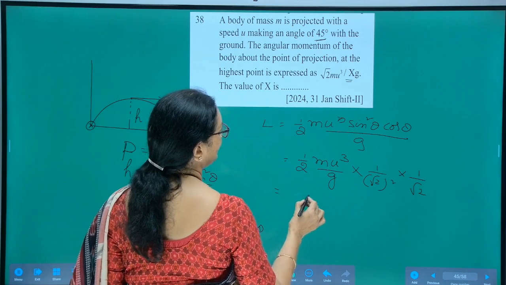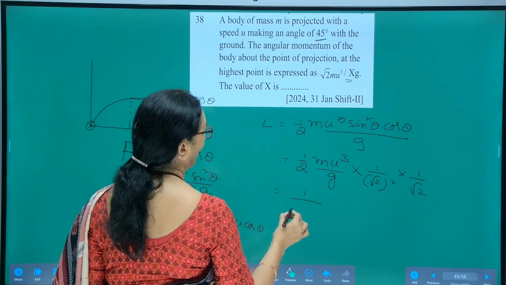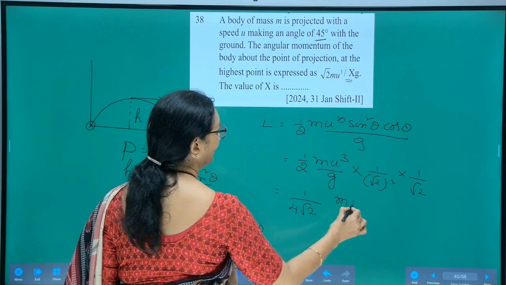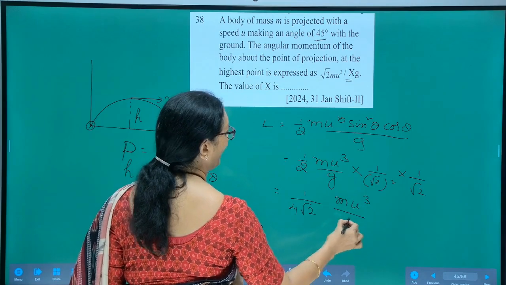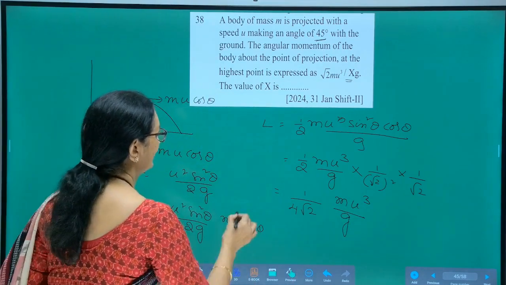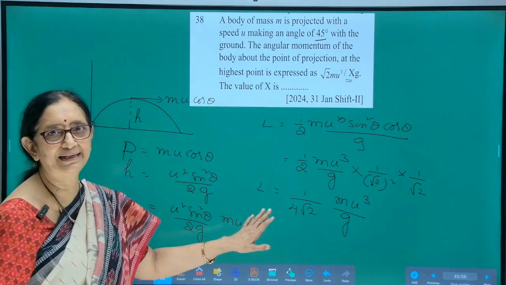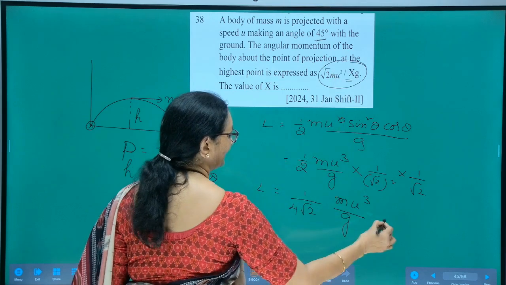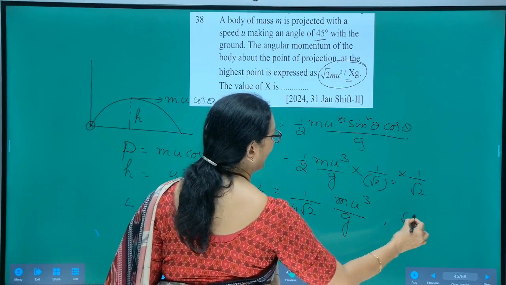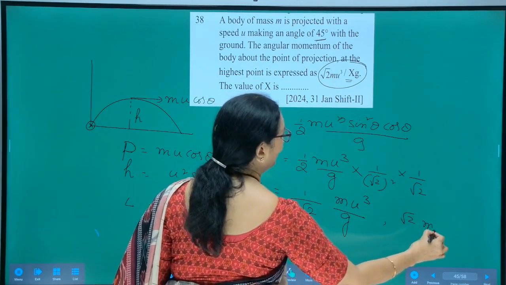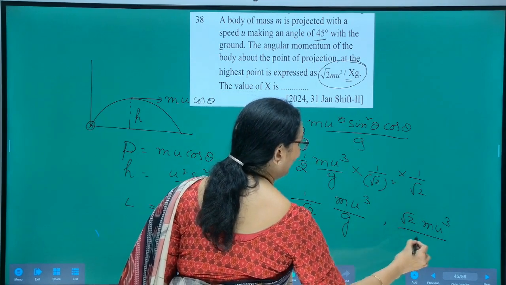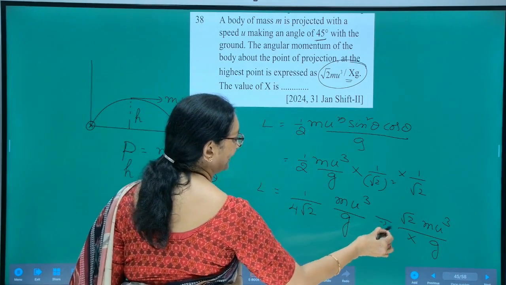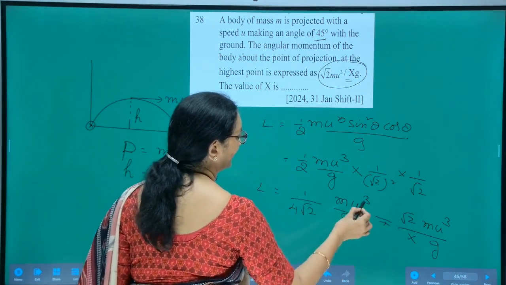So this is 1 by 4 root 2, mu cube by g. This is the angular momentum at the highest point we got, but they gave it as root 2 mu cube by x into g. So these two are equal, and we need to find out x.